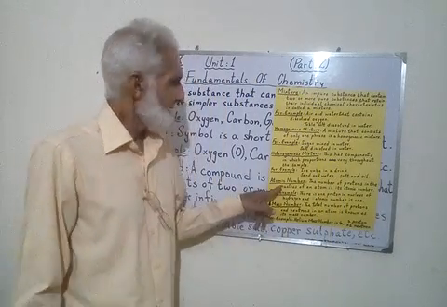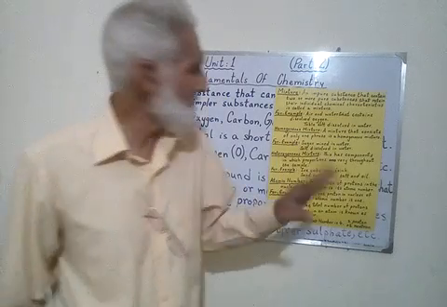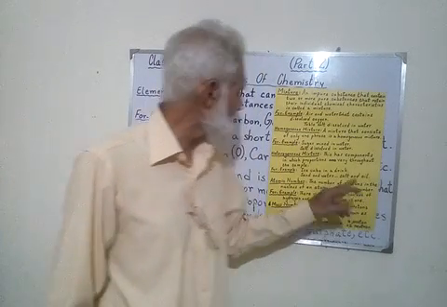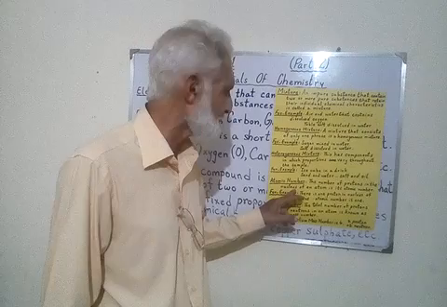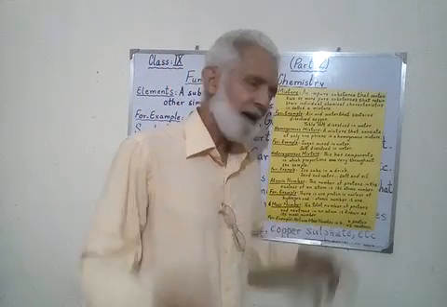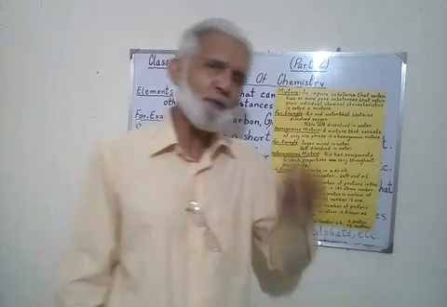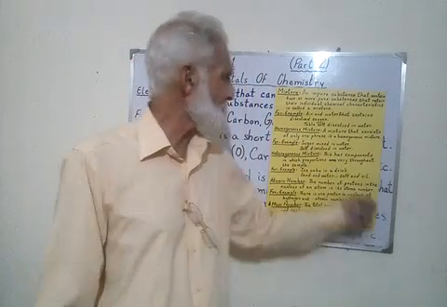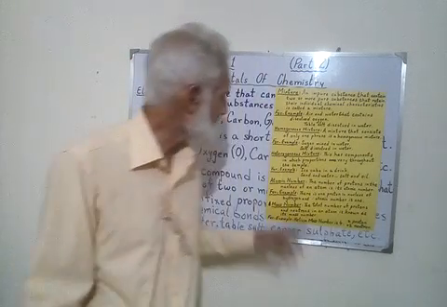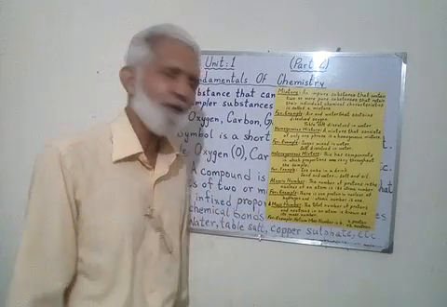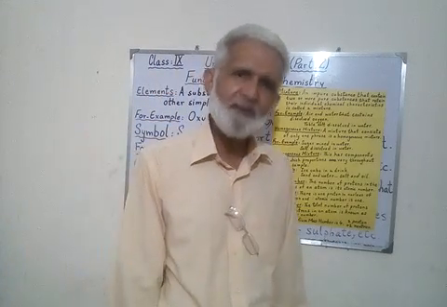Now atomic number. What is atomic number? Basically the number of protons in the nucleus of an atom. I told you protons and neutrons are inside the nucleus. When we count the number of protons, only the number of protons, that is called its atomic number. Like there is 1 proton in the nucleus of hydrogen, therefore its atomic number is 1.